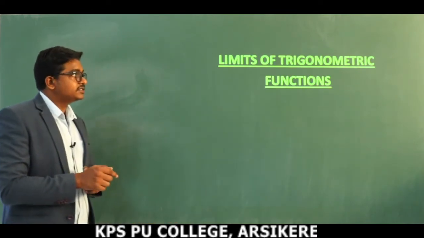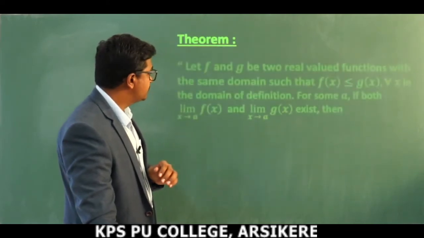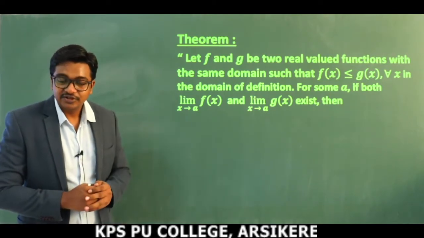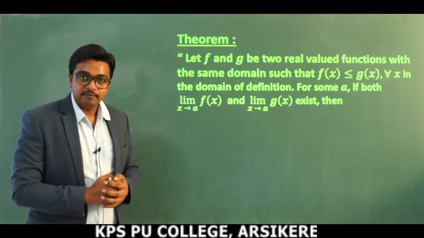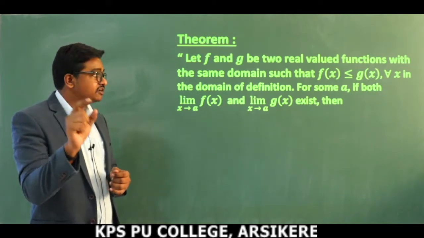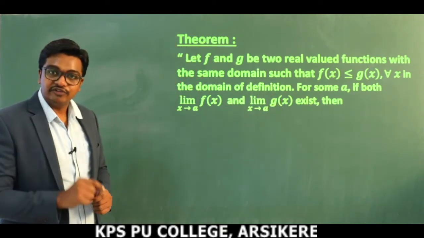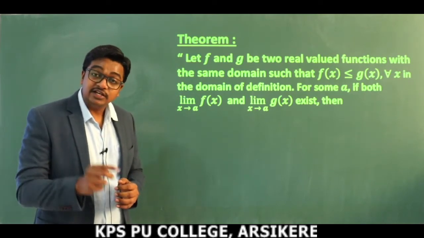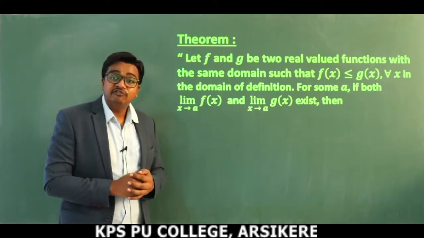Take the heading, limits of trigonometric functions. So we have the theorem, this is a very important one. Let f and g be two real valued functions with the same domain. It means both f and g have the same domain and they are real valued functions such that f of x is less than or equal to g of x. The function f of x is always less than or equal to g of x, for all x in the domain of definition.